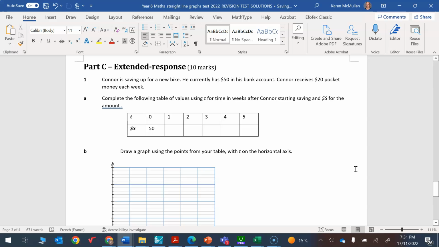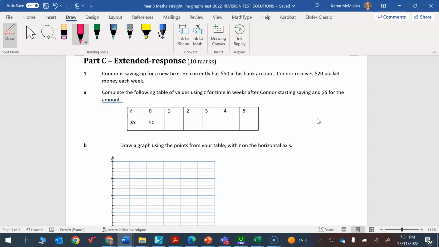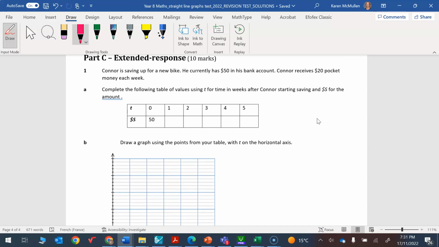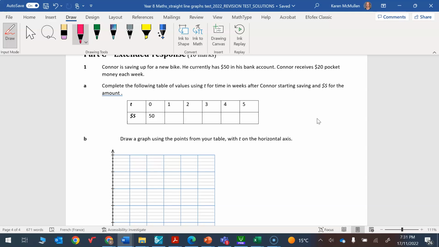All right, moving on to the extended response. So Connor is saving up for a new bike. He currently has $50 in his bank account. Connor receives $20 pocket money each week. So complete the following table of values using T for time in weeks after Connor started saving and S dollars for the amount in his account.